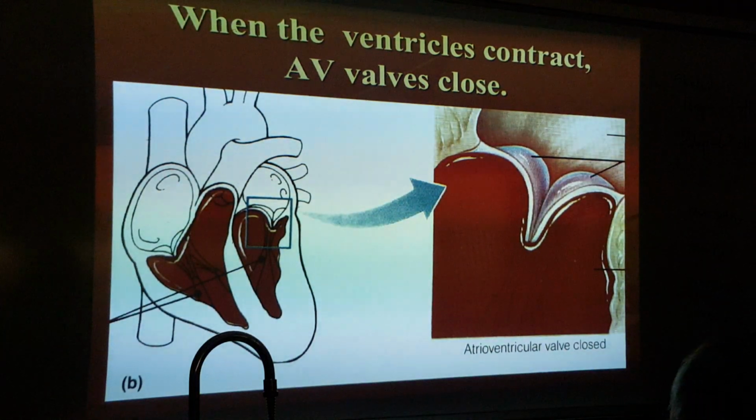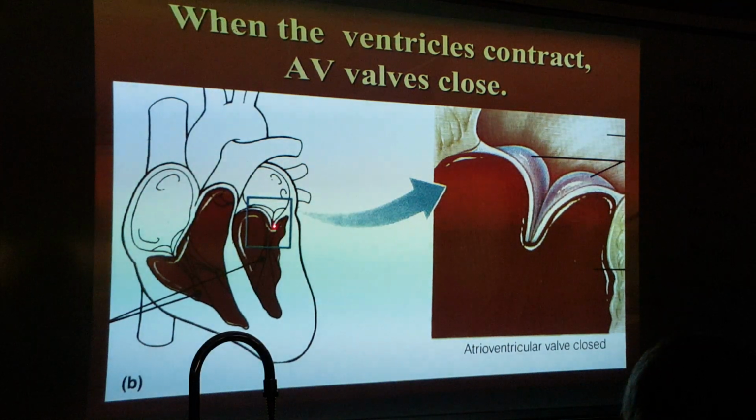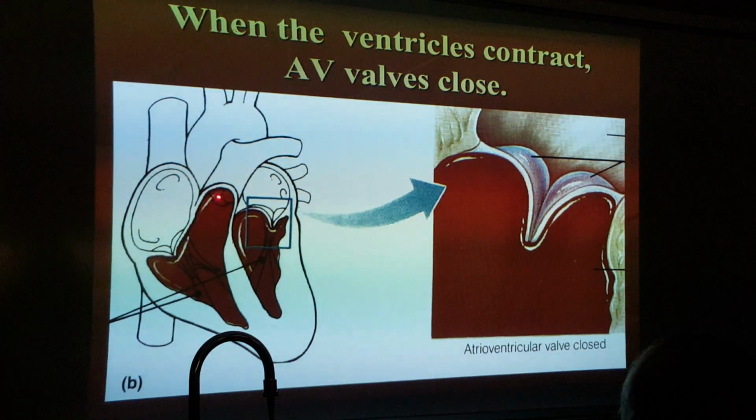So now the ventricles contract, and that snaps the AV valve shut. But for an instant, there is no movement of blood in the heart as pressure builds. It takes just about a tenth of a second for the cusps of the semilunar valves to be forced open.